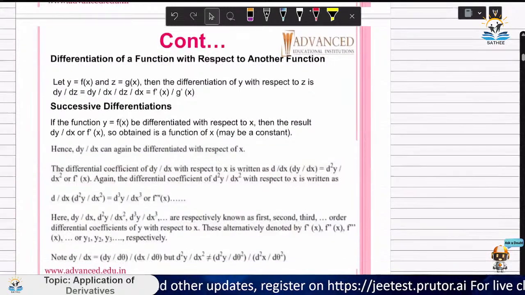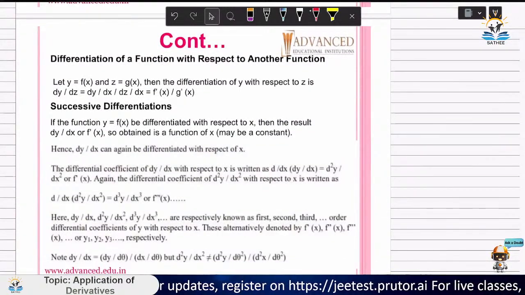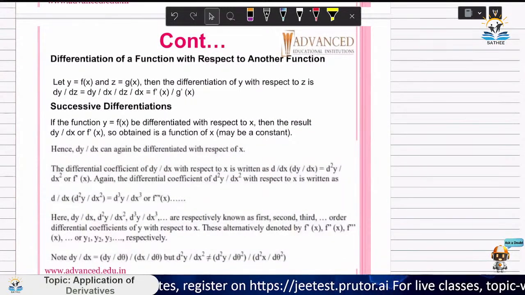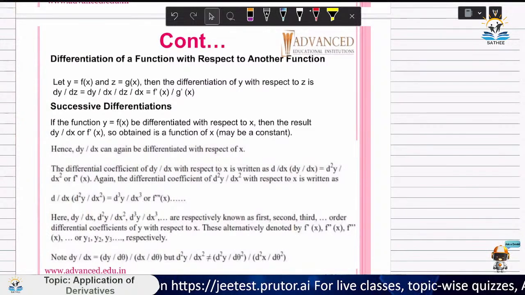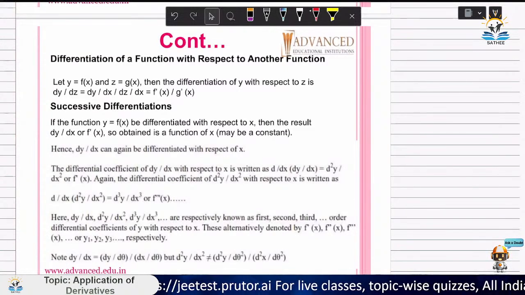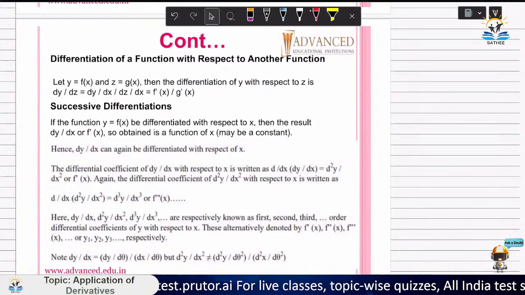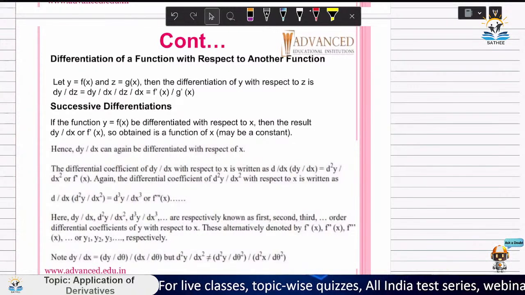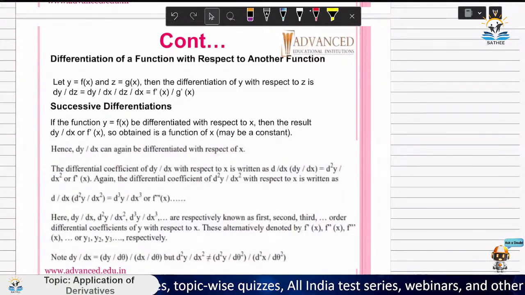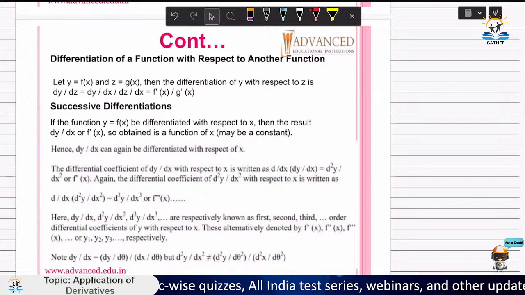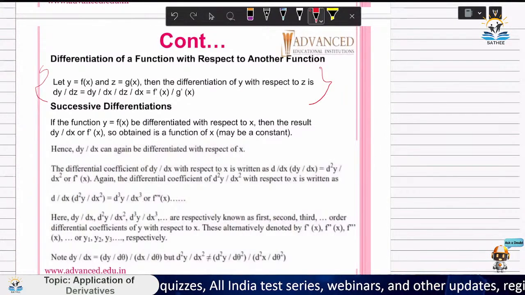Okay, so now what we have here is differentiation of a function with respect to another function. If it is given to us that y is equal to f of x and z is equal to g of x, then the derivative of y with respect to z is dy by dz equal to dy by dx upon dz by dx. Again, it is very parametric kind of something that has been done here.